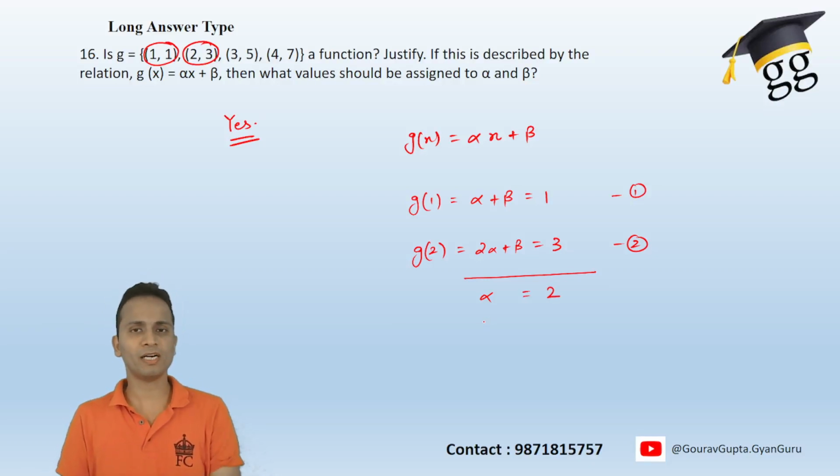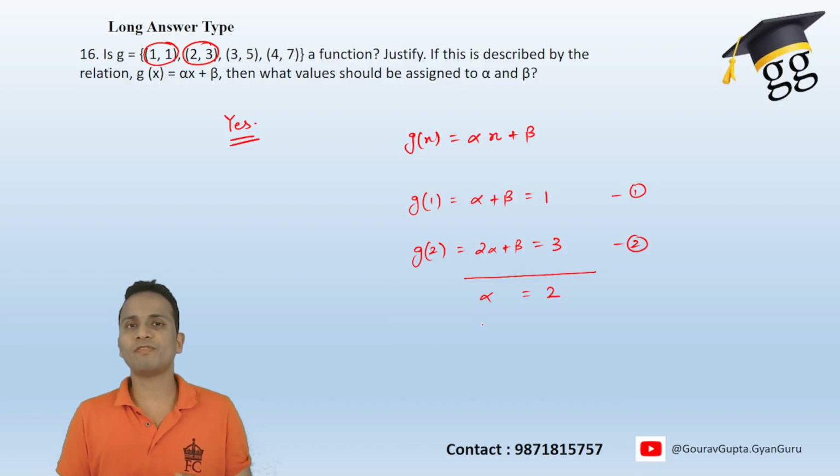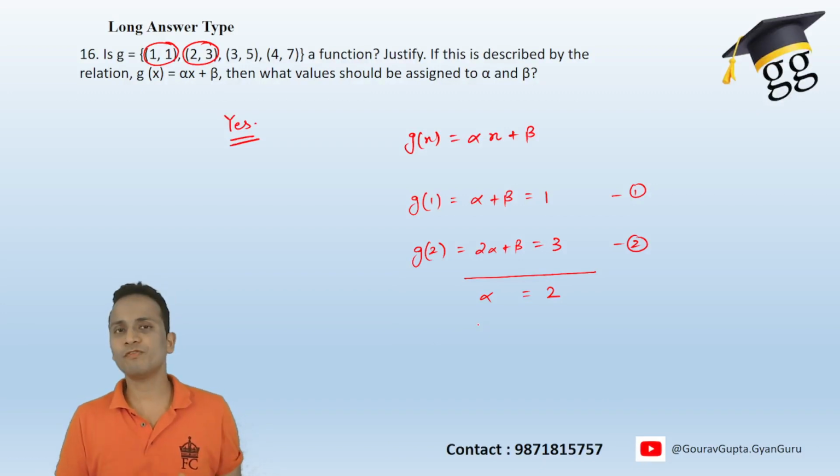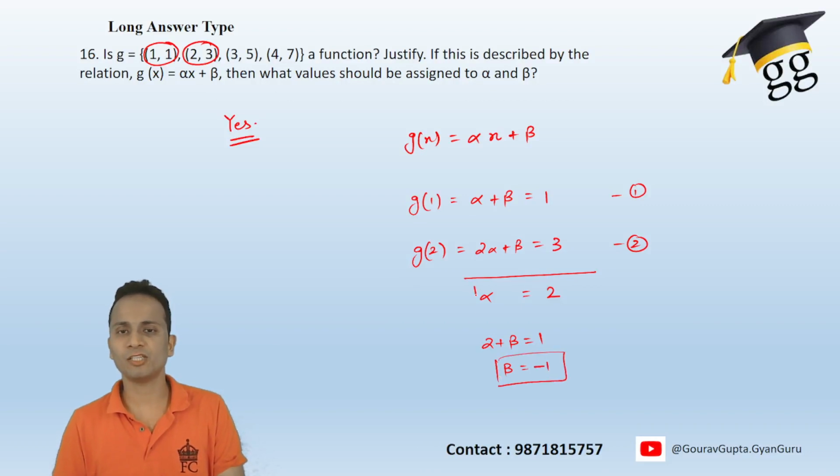Alpha का value 2 आ गया. Now pick up this value of alpha and substitute in any of the above equations to obtain the value of beta. So if I substitute the value of alpha in the first equation, it will give me 2 + beta = 1, and the value of beta comes out to be minus 1. So the value of beta is minus 1 and the value of alpha is 2.